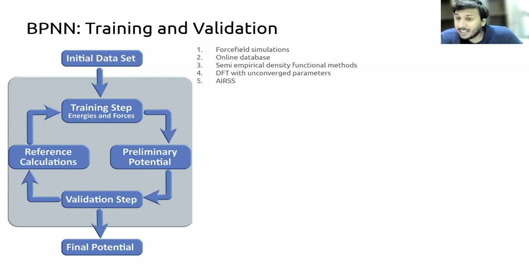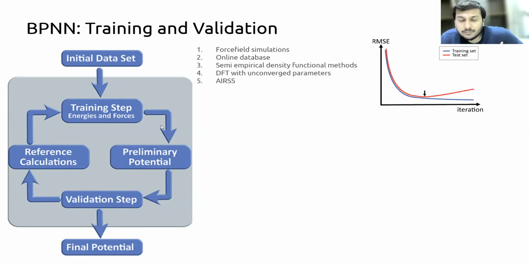You could use density functional theory with unconverged parameters, just to get something, or just first principles random structure search. So you name it. There's no real scheme here to come up with your initial data set. But the idea is to just get something, train something, and then you have something to work around with, right? Now, the next bit is how do you validate your system and/or your model?